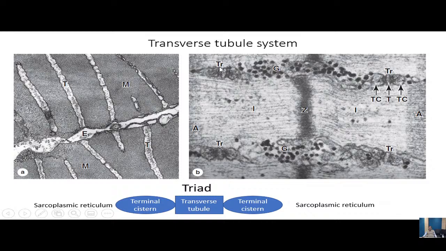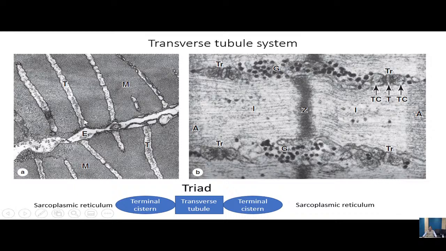So this is an electron microscope. I just told you about the electron microscope, and you know that our department has a separate facility for electron microscopy. So if you put the skeletal muscle fiber under an electron microscope, then what would you see? Now, this is a skeletal muscle fiber.